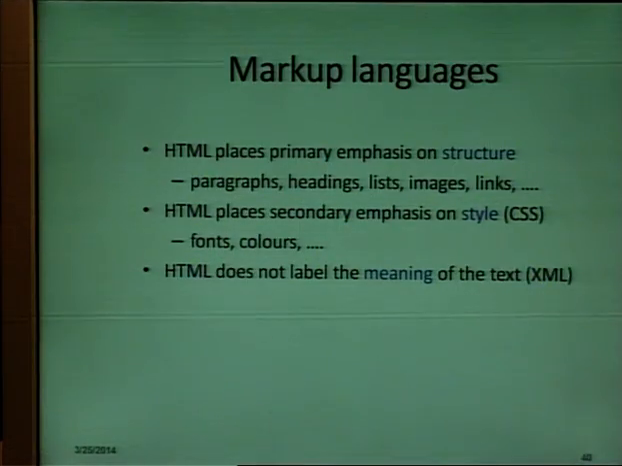HTML places secondary emphasis on style. Then the next thing which is important in HTML is simply style, which is CSS. There are a number of style sheets available in HTML. CSS stands for Cascading Style Sheets. You can format the font which is displayed on your web page, and moreover you can format the colors of your web pages as well. So all these things are available in CSS. HTML does not label the meaning of the text, that is done by XML. It stands for Extensible Markup Language. You can design your own tags in XML. So these are the various markup languages.